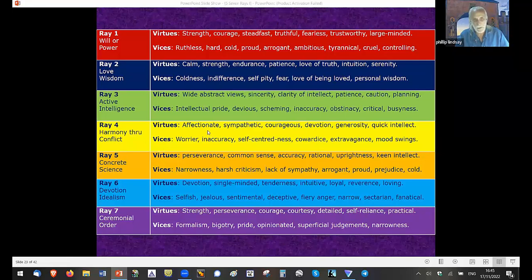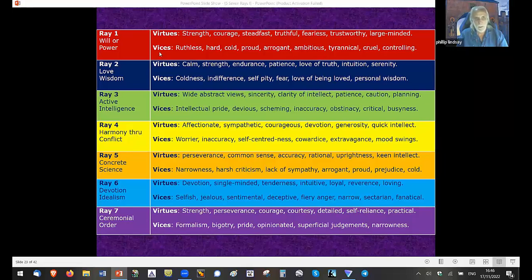So the 4th ray virtues: affectionate, sympathetic, courageous, devotion, generosity, quick intellect. This is the mercurial intellect. Mercury, remember, is one of the rulers of the 4th ray. Vices: a warrior, inaccuracy, self-centeredness, cowardice, extravagance, mood swings. So we can see the pairs of opposites here: courage and cowardice, for instance. Generosity versus extravagance. Mood swings is very much to do with the moon rulership of the 4th ray, or co-rulership of the 4th ray, the moody moon.